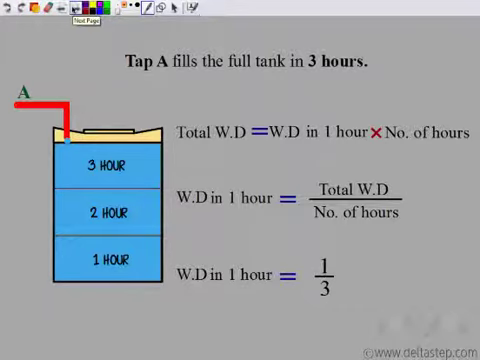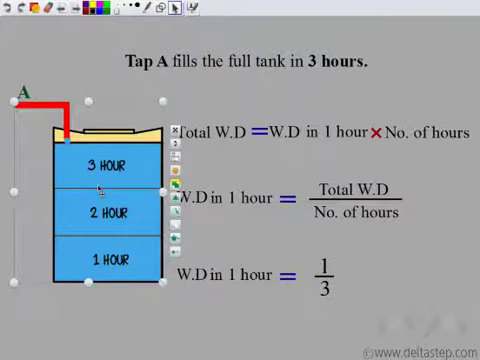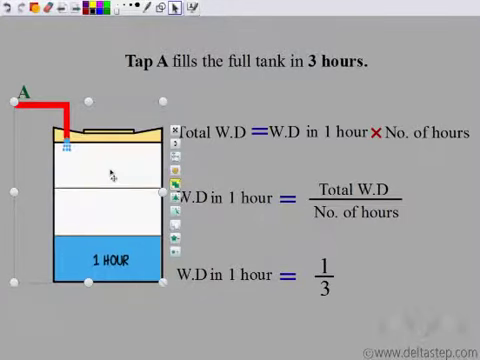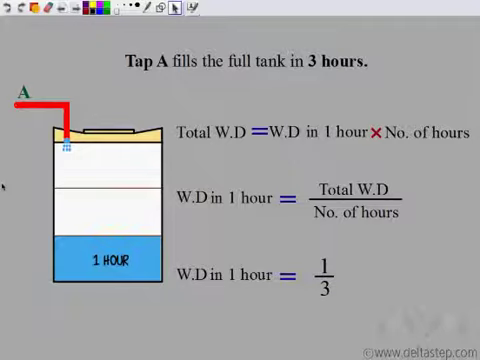So if I divide this into 3 equal parts, one of those 3 equal parts is the work that was done by tap A in 1 hour. So in 1 hour it was filling this much portion of the tank. That is 1/3 of the tank in 1 hour.